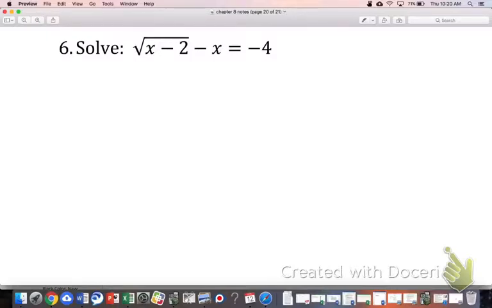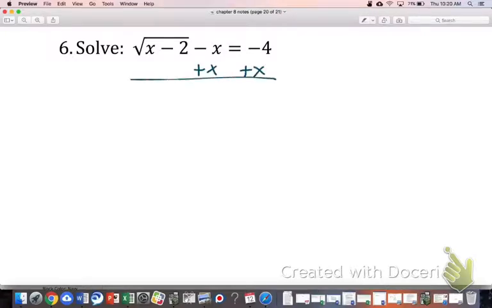So as you guys look at this one right here, do you all see how the radical as it stands is not by itself? So what's with the radical? Minus x. So how would we get rid of minus x? That's right. So I'm going to go plus x on both sides.